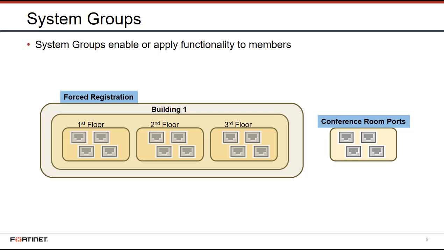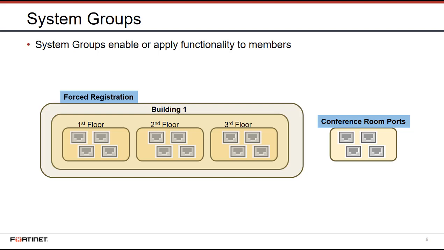That host would get access to whatever network or VLAN that port was on. The Fortinet would do nothing to control that access because those ports are not part of a system group. If that same host then moved from the conference room and plugged into a port that's in the first floor port group, and we're assuming this host is a rogue, it's unknown.